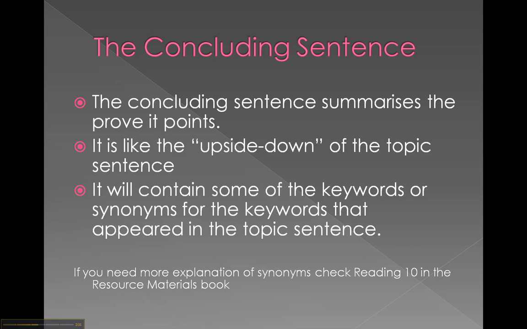And so finally, the concluding sentence summarises what was in the prove it part of the paragraph. It summarises the main ideas again. And in many ways, it can be thought of as like the upside down of the topic sentence. So in the topic sentence, you tell us what the paragraph is going to be about, and in the concluding sentence, you tell us what the paragraph has been about.